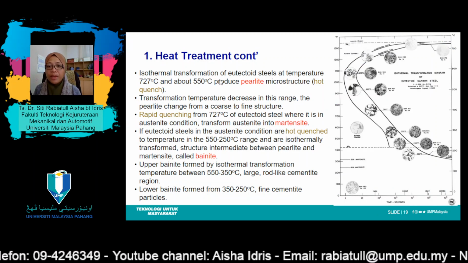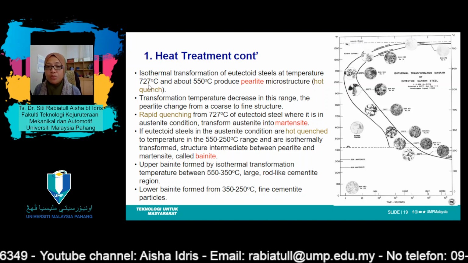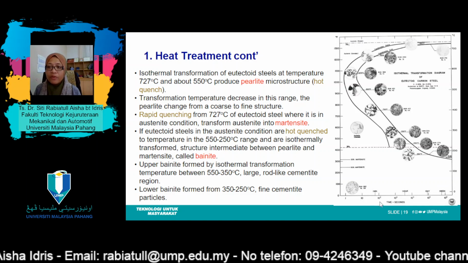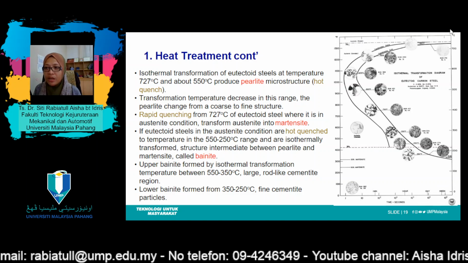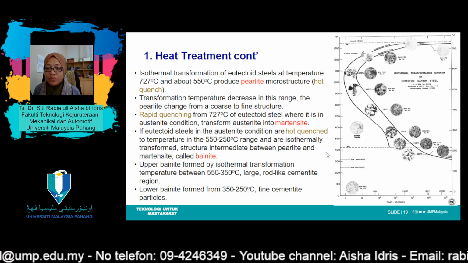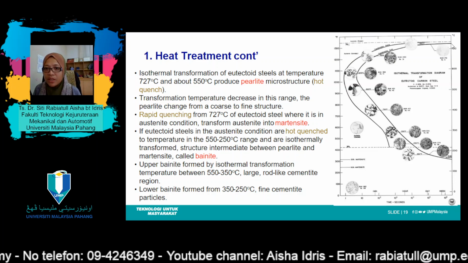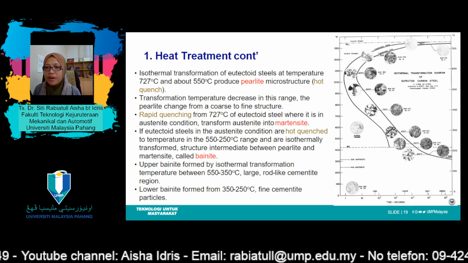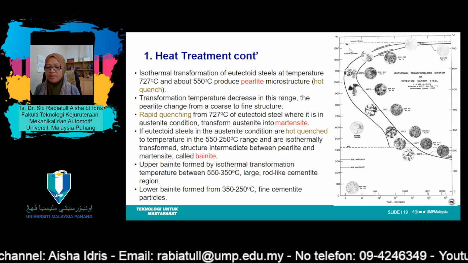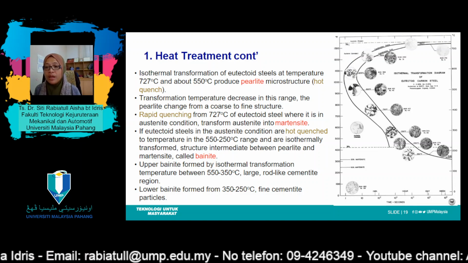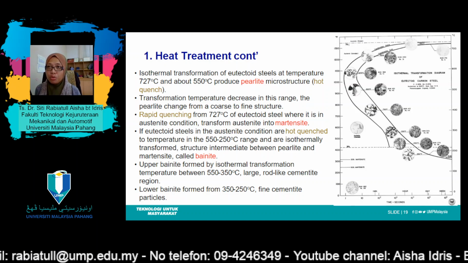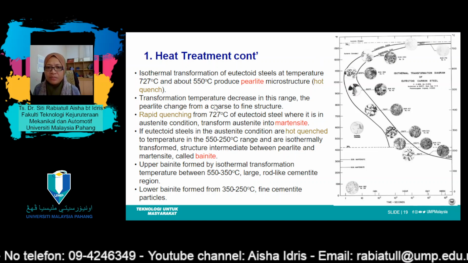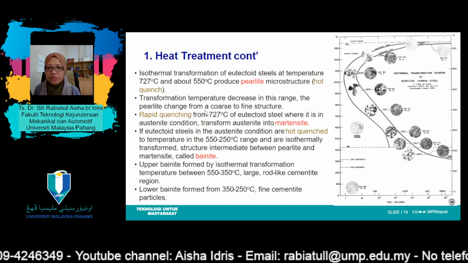Isothermal transformation of eutectoid steels at temperatures between 727 and about 550 produces perlite microstructure. If you refer to this graph over here, 727 is somewhere here, in degrees Celsius, and this one is for Fahrenheit. So 727 somewhere there until 550 around here. The area around here actually produces a perlite microstructure through hot quenching. Hot quenching means the temperature of the solution is controlled to a certain temperature so that it would drop drastically. As the transformation temperature decreases in this range, the perlite changes from coarse to fine structure.